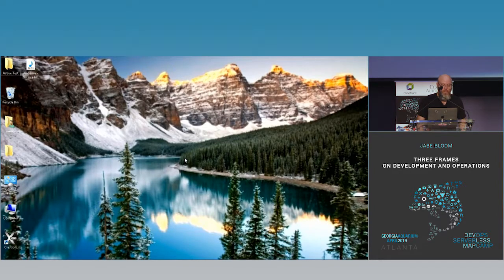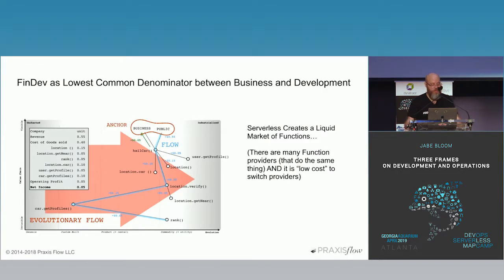So, lacking pictures, I will have to describe them to you. Many of you may or may not have seen some of Simon's FinDev stuff.